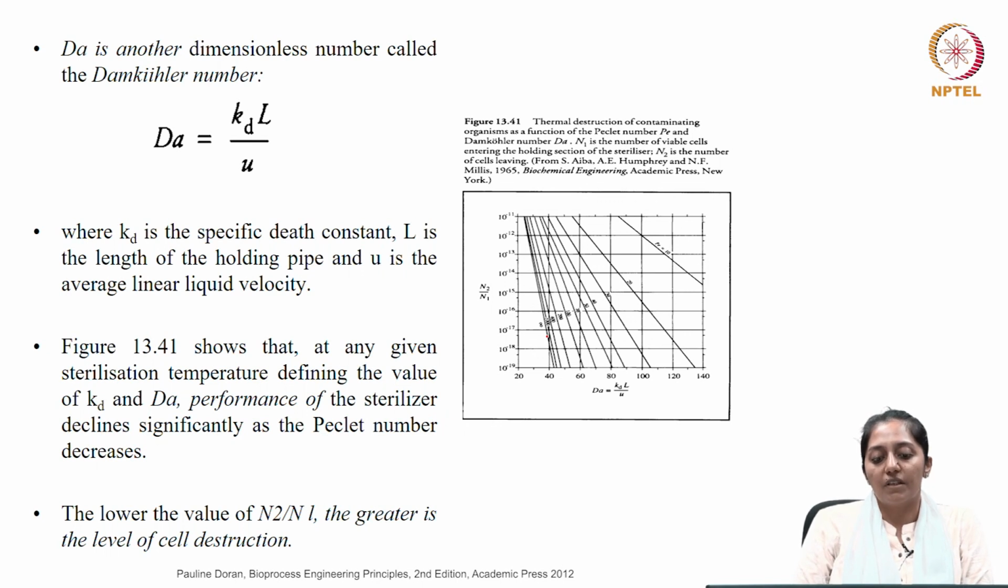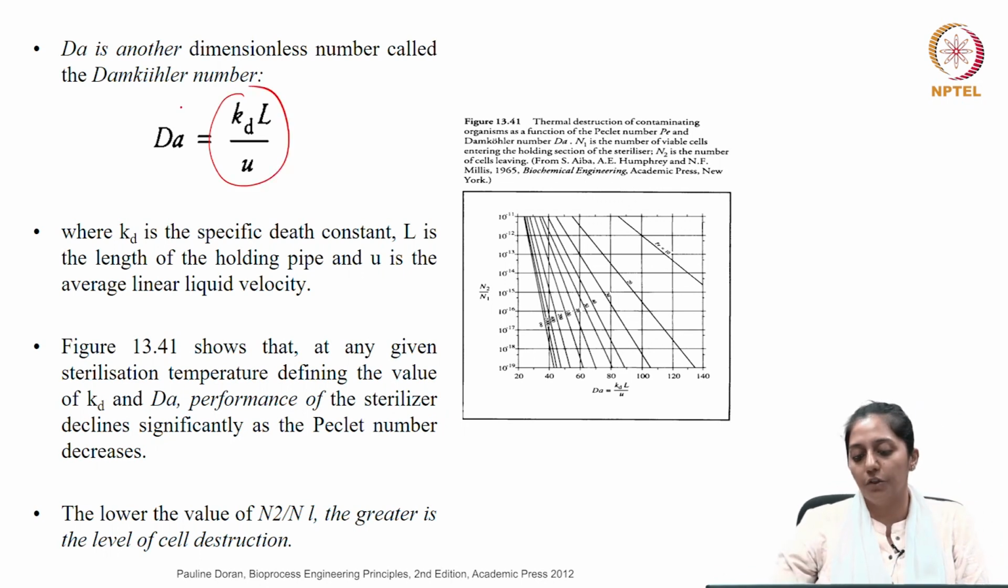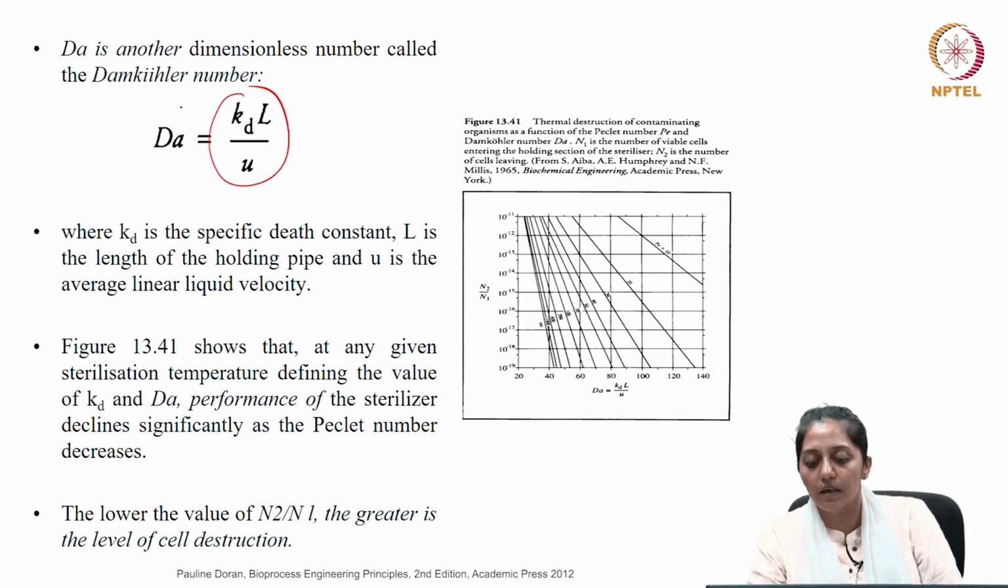Now there is another dimensionless number which we call the Damköhler number. Now for this dimensionless number, you can see the expression, it is given as Kd L by U. So L we know is the length of the holding pipe, U was the average linear liquid velocity, and Kd was the death rate constant. So if you see the plot given here, the thermal destruction of the contaminating organisms has been defined as a function of the Peclet number and the Damköhler number.